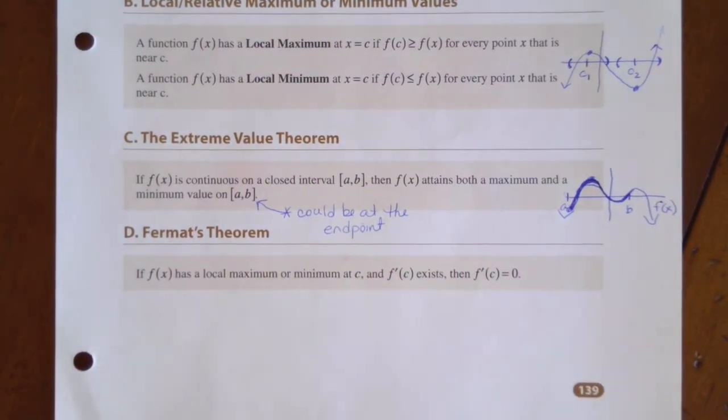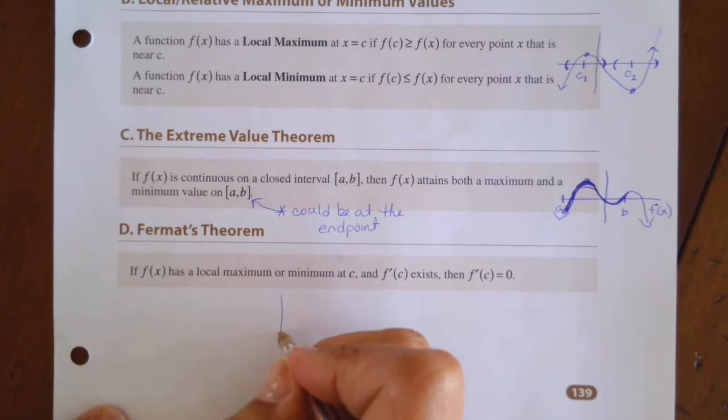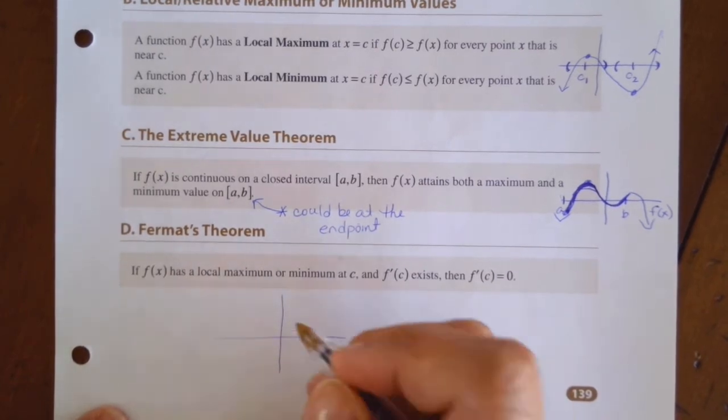And then the last thing on this page is called Fermat's theorem. Fermat's theorem says if f of x has a local max or min at c, and the derivative at c exists, then the derivative at c has to be 0. So let's talk about that. If f of x has a local max or min at c, I'm going to do 2 c's in this problem, just like I did before.